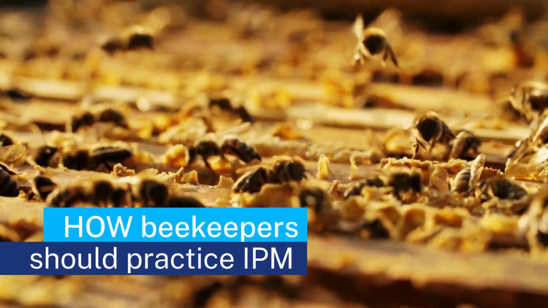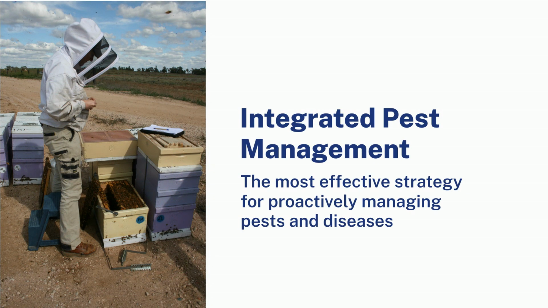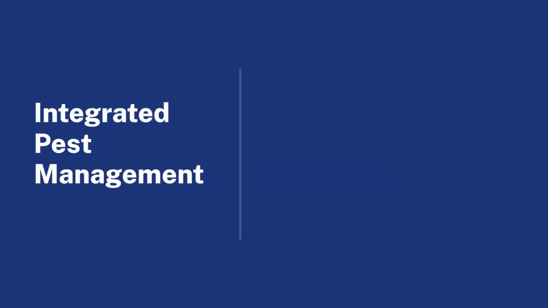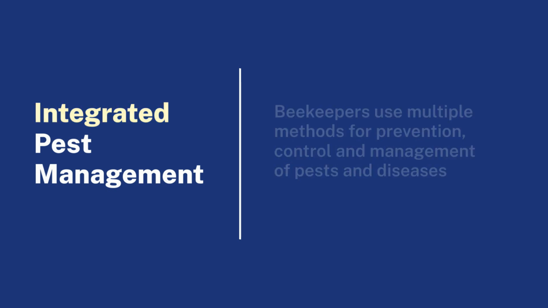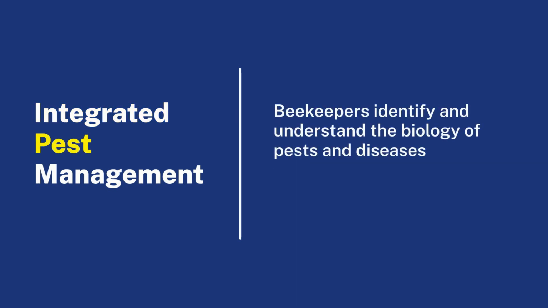IPM is the most effective strategy for proactively managing pests and diseases before they do irreversible harm to one or more colonies. IPM is integrated. Beekeepers integrate multiple methods for prevention, control, and management of pests and diseases. IPM is focused on pests and diseases.